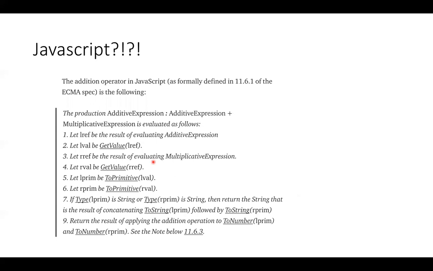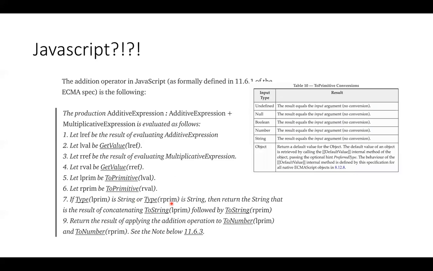So I did a little bit of research on this because I was curious what's going on. Here's the spec of what the addition operator in JavaScript is supposed to do. The production additive expression plus multiplicative expression, I don't know why they call the right-hand side the multiplicative expression, but the left-hand side and the right-hand side are evaluated as follows. You evaluate the left-hand side, you evaluate the right-hand side, like we would expect. But then there's this weird get value thing and to primitive thing, and then we check to see if they're strings, and if they're strings, then we go ahead and concatenate things. And it's like, whoa, hold on, what? In the spec of JavaScript is this crazy type promotion and string manipulation stuff.